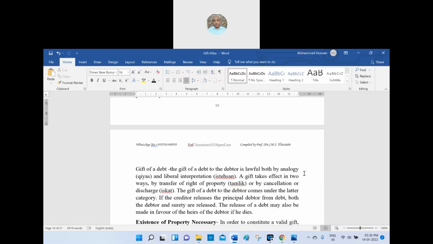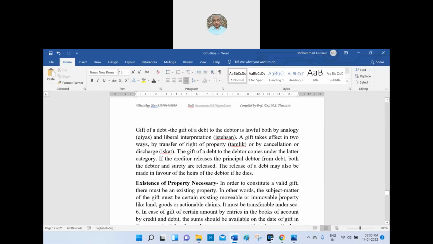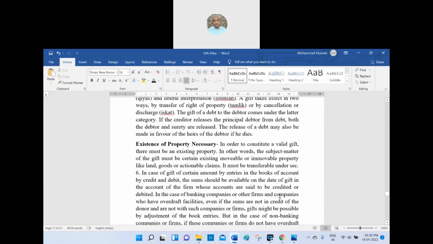If the creditor releases the principal debtor from the debt, both the debtor and surety are released. The release of the debt may also be made in favor of the heirs of the debtor when he dies. You can release in iskat, but actually it is not about the transfer of property. Existence of the property is necessary. In order to constitute a valid gift, there must be an existing property.